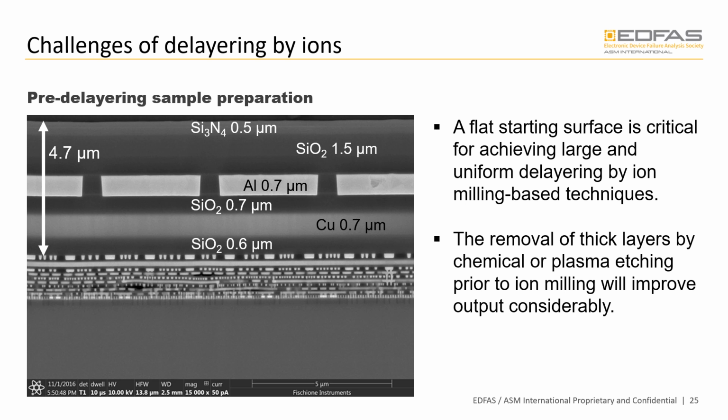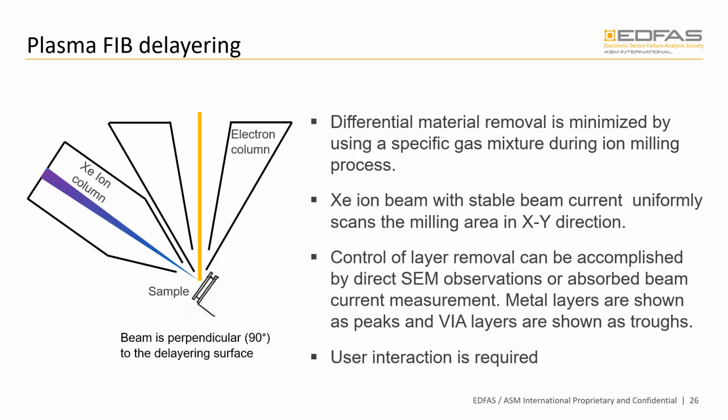Additionally, these layers should be removed using chemical etching or mechanical polishing, or a combination of both methods, to yield the best results. The plasma FIB is an extremely precise delayering system. Differential material removal is minimized by using a specific gas mixture during the process. Material removal can be controlled through direct observation or by measuring the absorbed beam current. User interaction is required.